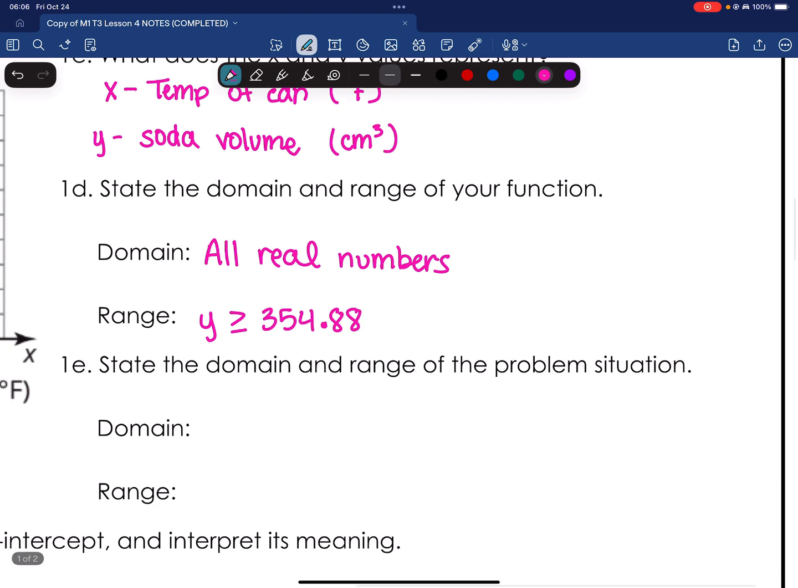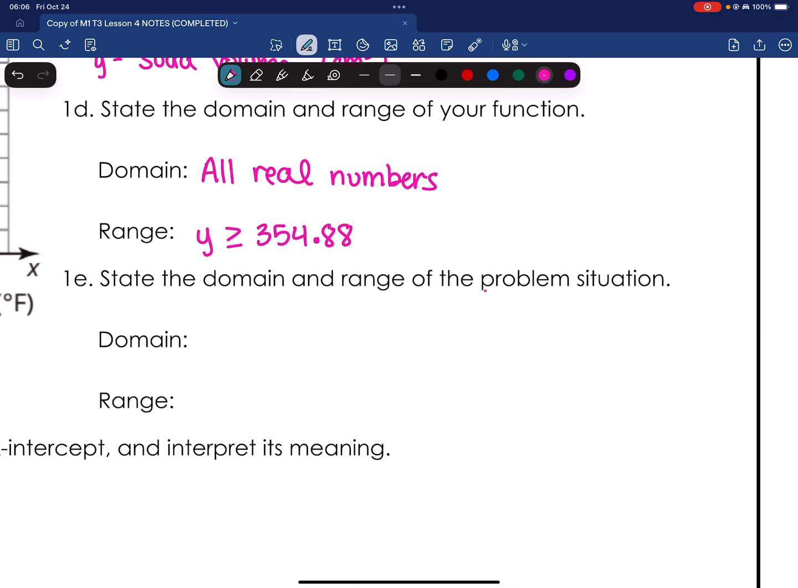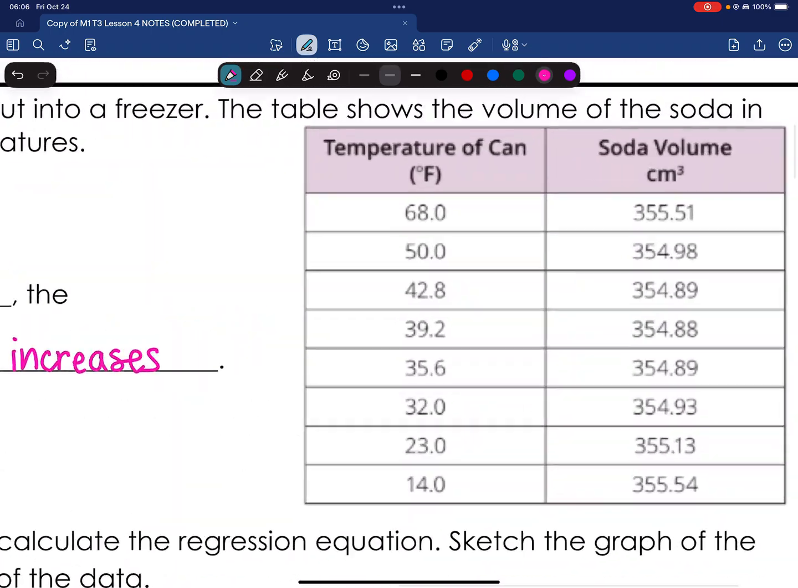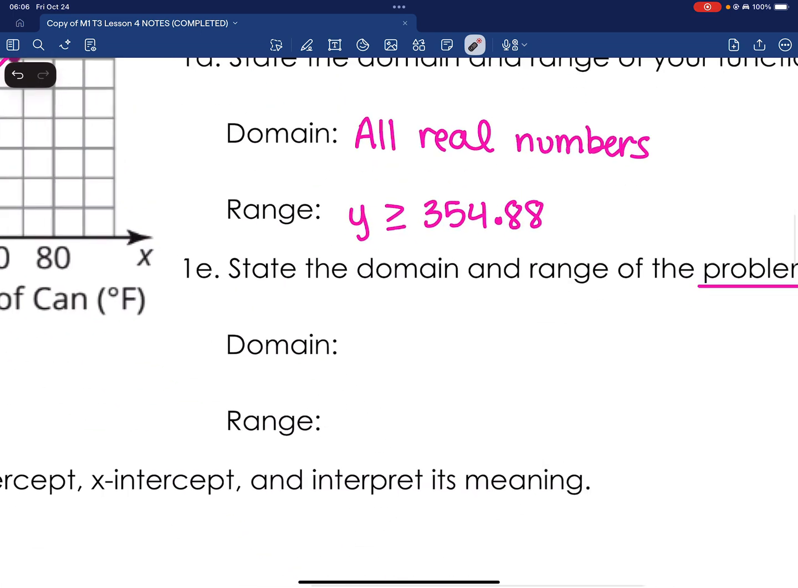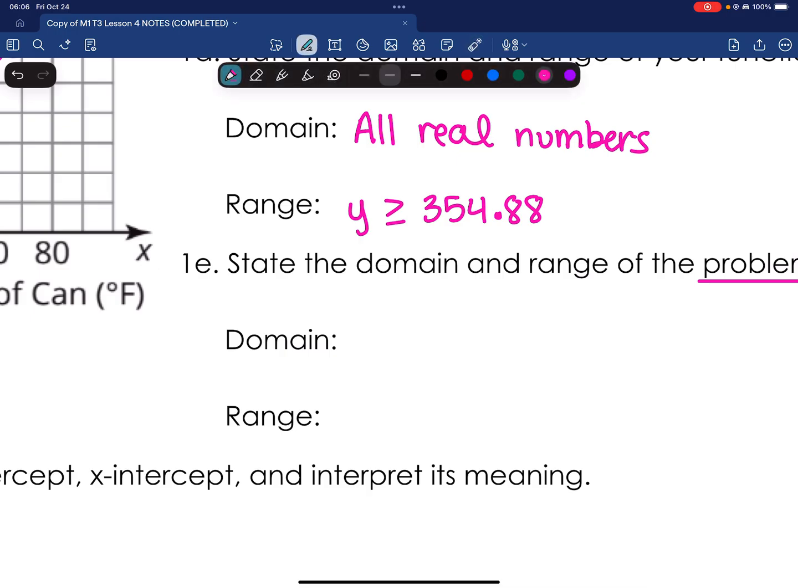Okay, now on this next part, we want to state the domain and range of the problem situation. So we want to talk about the domain and range from our table, one that relates to the problem that we're working with. So if we're looking here, our domain is our x values, and we said x was the temperature of the can. So our smallest x value is 14. Our biggest x value is 68. So our domain is going to go from 14 is less than or equal to x is less than or equal to 68.